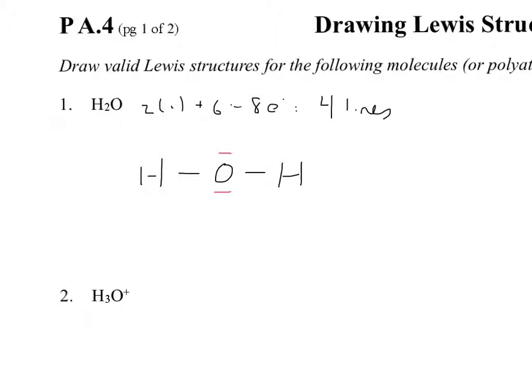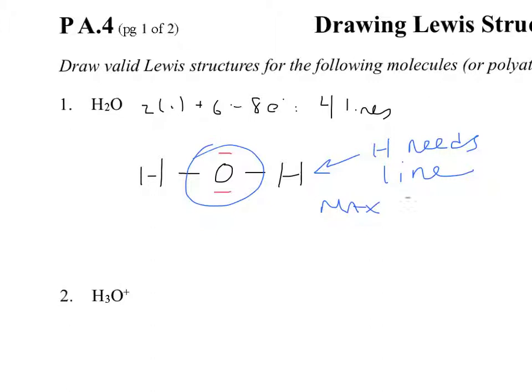Oxygen has 4. As you can see, each hydrogen needs and can only have 1 line, since it can only have a max of 2 electrons. All the other atoms are after an octet. 8 electrons, 4 lines.